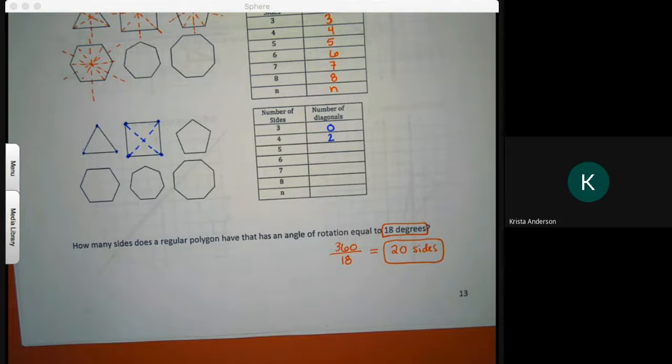Does anybody want to take a guess on how many diagonals the pentagon will have? What's your guess? 0? There are more. How many do you want to guess? 1? More than that. 5. Let's check. I'm going to show you 2 of the diagonals, and then I'll let you build more and see if you can count.